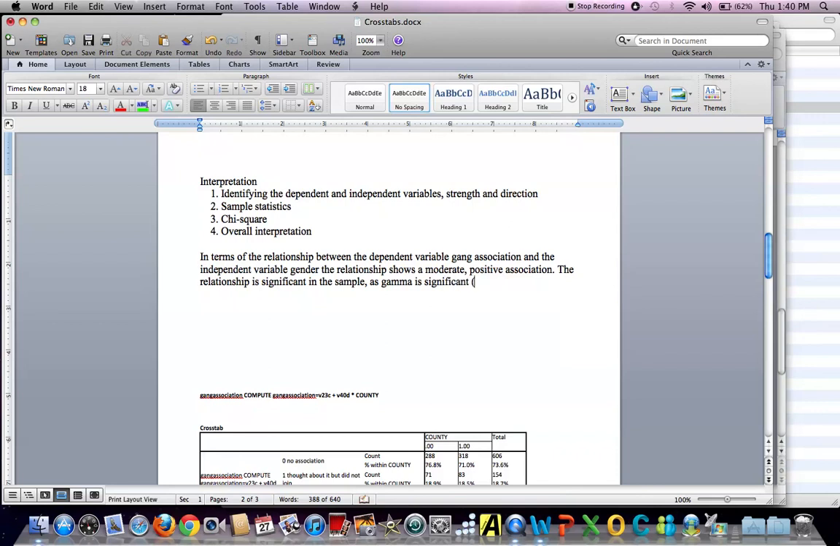And then in parentheses you would write gamma is equal to 0.343. Remember, you always have to show your evidence at this point. Everything that you say, we need proof, and p is equal to 0.000.